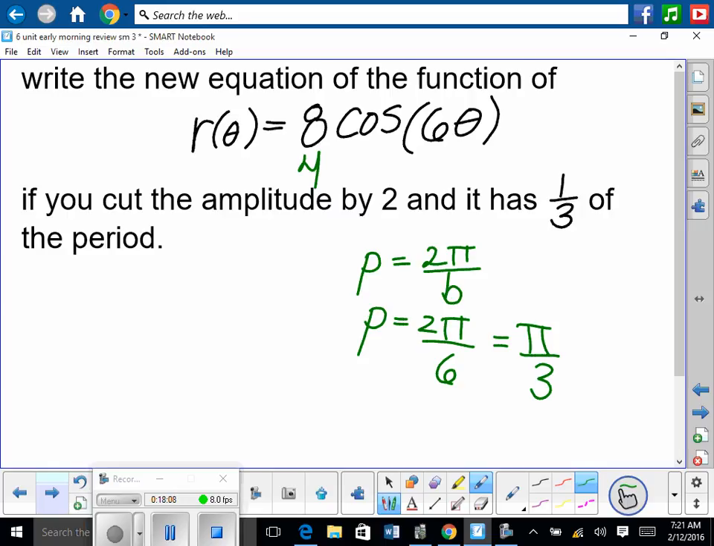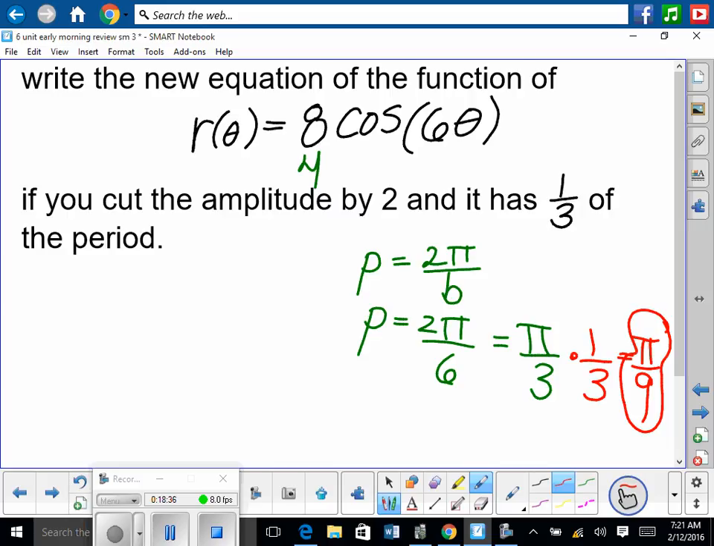Now we're taking that period and we're cutting it. It has 1/3 of the period. We're dividing by 3, right? Or multiplying by 1/3. So multiply it by 1/3. What do you get? Pi over 9. So this would be our new period of taking that and cutting it into 1/3 of that. Does that make sense? Okay, that's our new period, but that doesn't go in here.